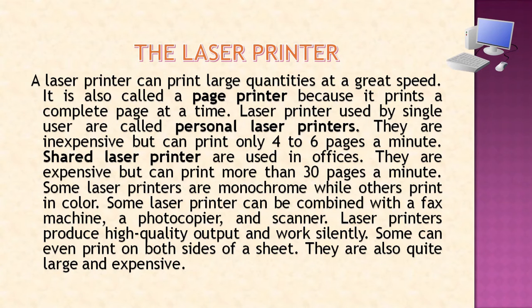Some laser printers are monochrome. Monochrome means that they print only one color. Some laser printers can be combined with a fax machine, a photocopier and scanner. Laser printers produce high quality output and work silently, meaning they have no noise. Some can even print on both sides of a sheet. They are also quite large and expensive.